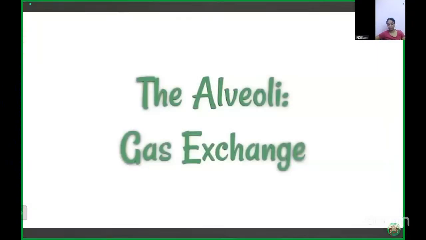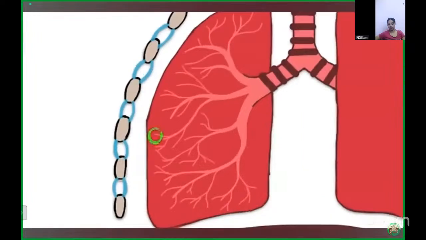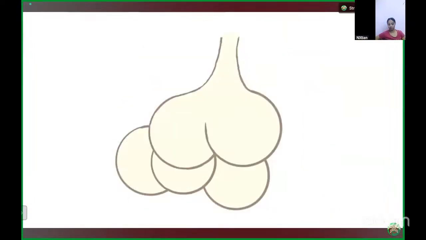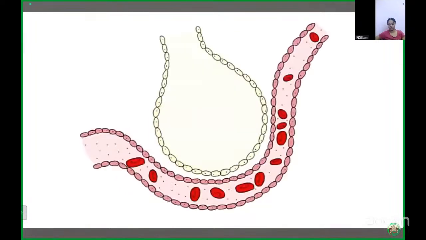The alveoli are the site of gas exchange in the lungs, and they're located here at the very end of the bronchioles. They have a structure that's something like this. We often describe it as having a sort of cauliflower shape, but basically they're just tiny little air sacs at the end of the bronchioles. If we see it here represented in more of a diagram format, we can see what's going on.